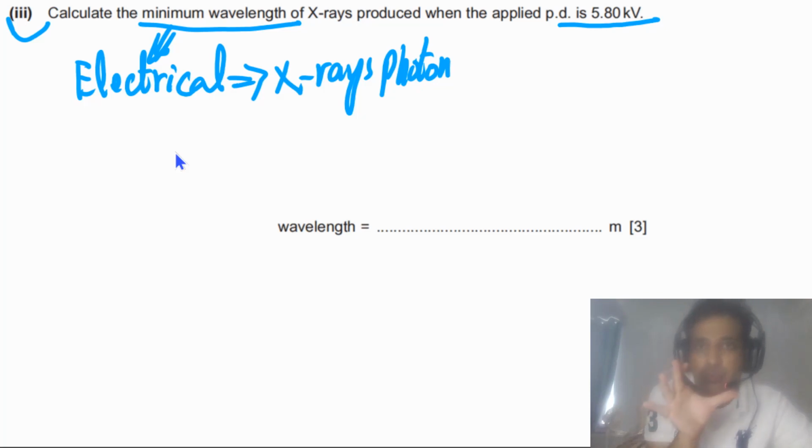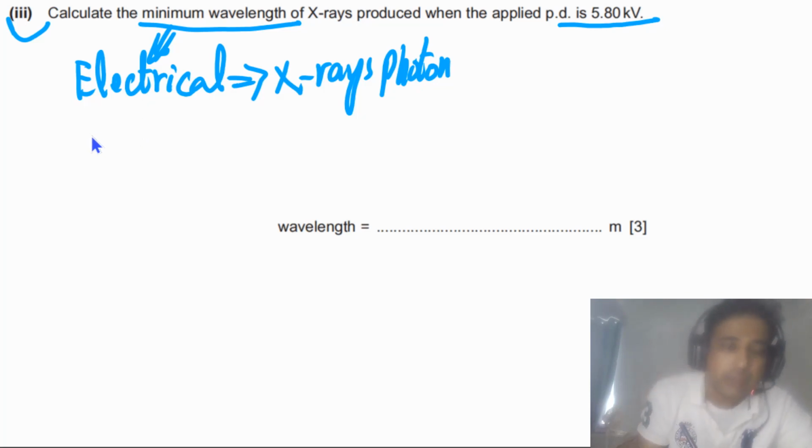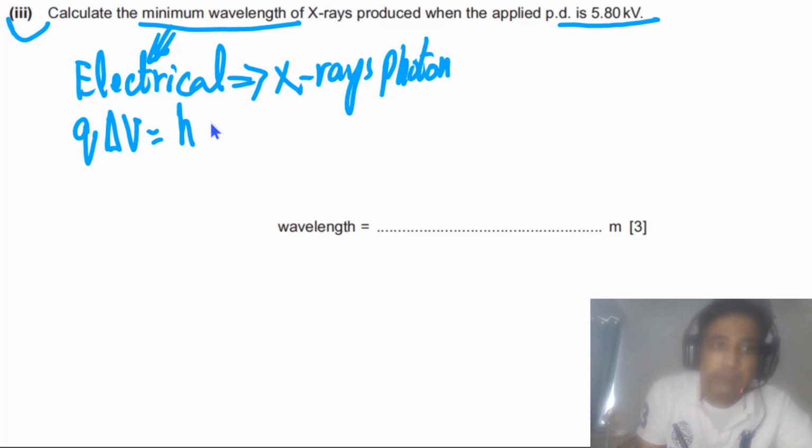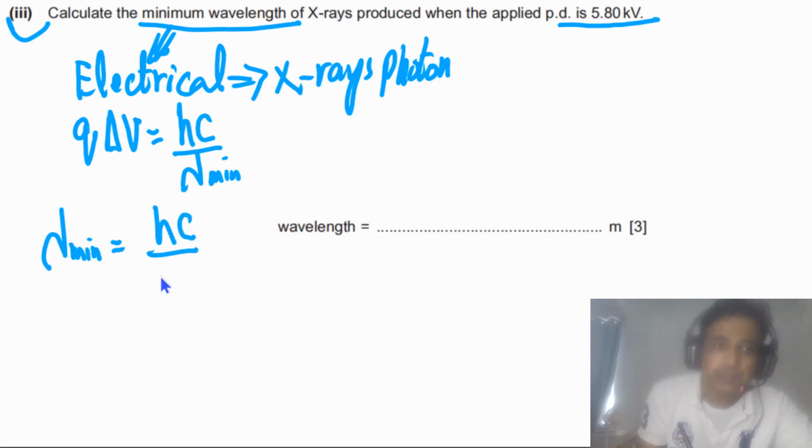So simply we need to equate two energies. In this case the electrical energy is equal to Q times delta V. This has to be equal to the energy of a single photon. We need to calculate wavelength, so we can say hc over lambda min, the minimum wavelength. So lambda min is equal to hc divided by Q times delta V.